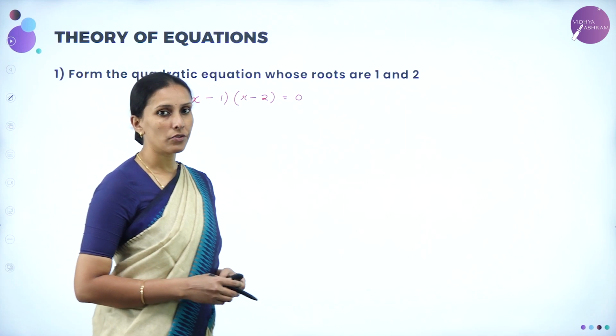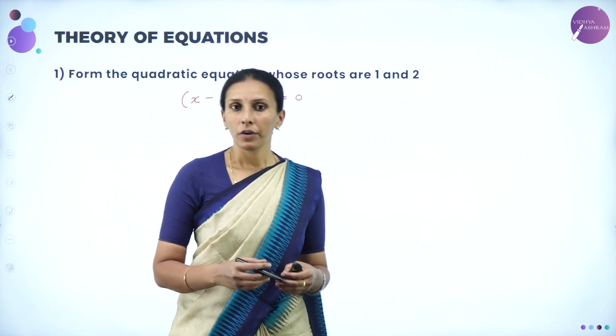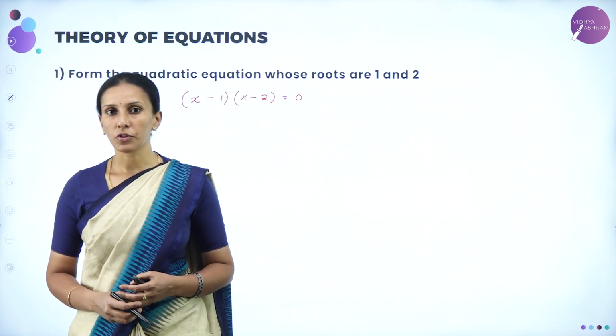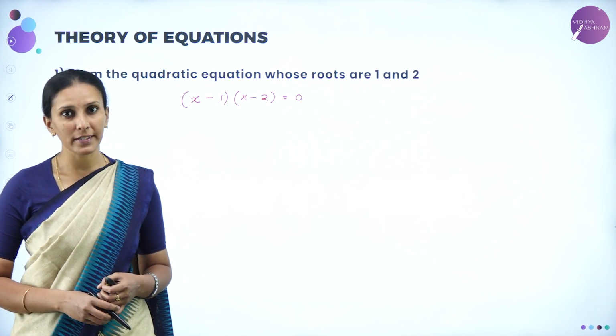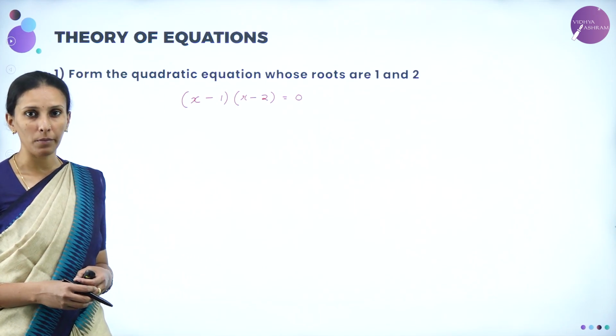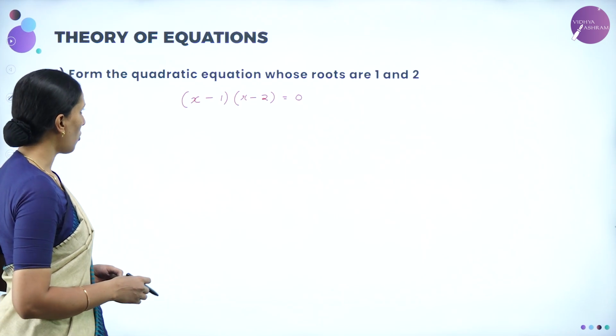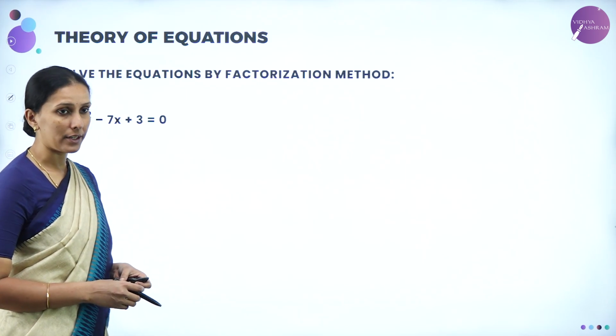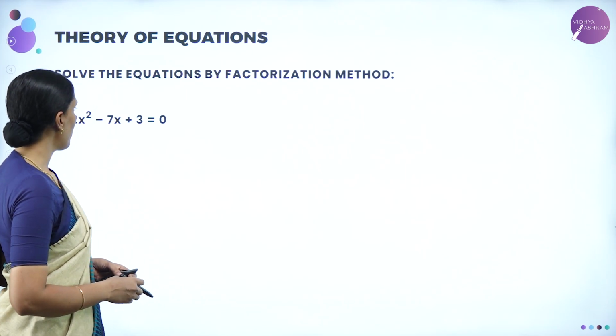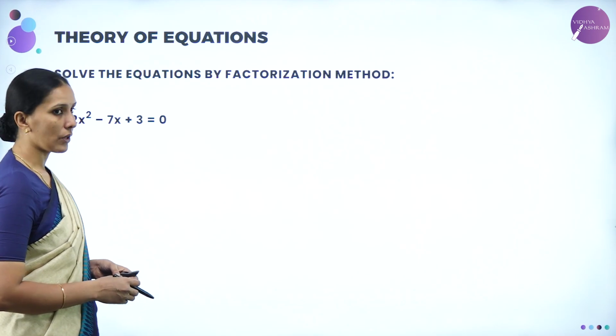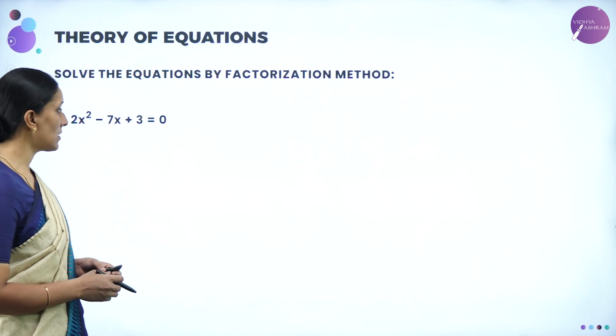Next, we will try to solve the quadratic equation. We are already familiar with two types of solutions. One is the factorization method, another is the formula method. Now let us try to solve with the help of the factorization method. So 2x square minus 7x plus 3 is equal to 0. We need to find the solution for this equation.